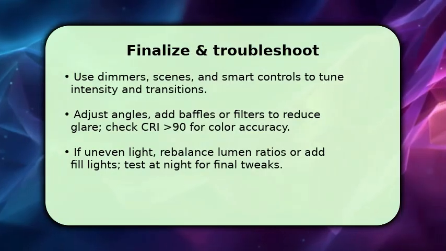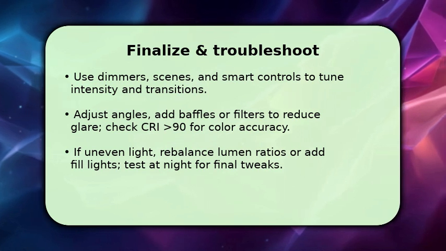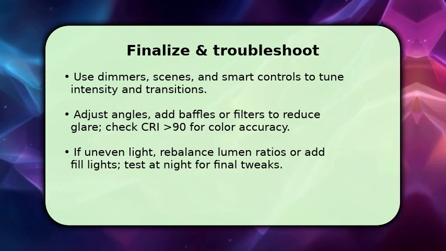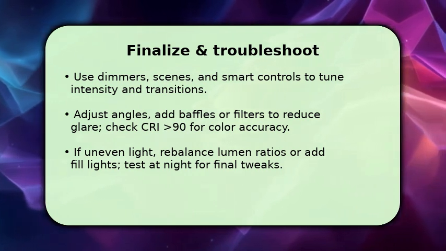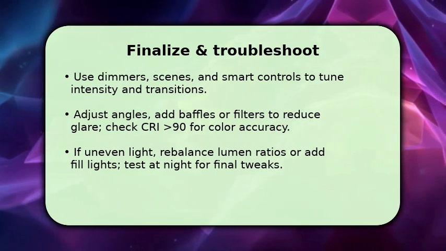You finish by calibrating controls. Install dimmers and preset scenes so transitions feel natural. This is the only way to get consistent night ambience. Once done, address glare. Angle fixtures, add baffles or diffusers, and verify CRI is above 90 for faithful color.